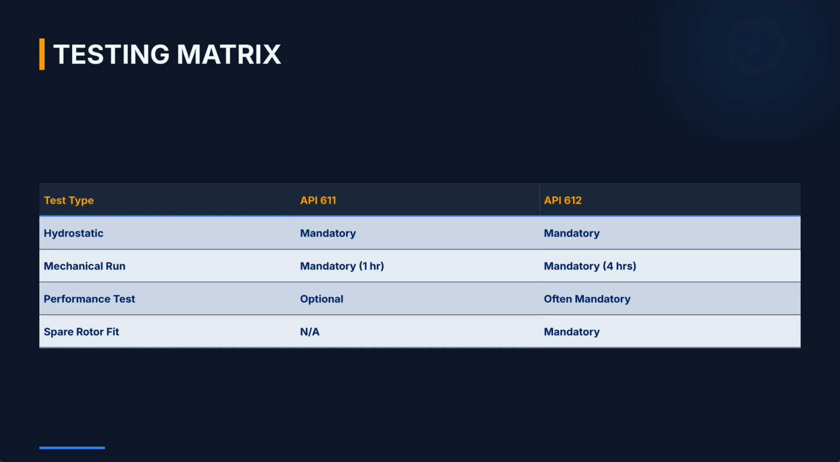Look at this gauntlet. Both standards require a hydrostatic test, but API 612 takes it to another level. We are talking a 4 hour mechanical run, an often mandatory performance test, and the ultimate fit check, the spare rotor test. We test our backup rotor inside the machine before it ships to ensure it works when you need it most. API 611 doesn't even have a spare rotor test requirement.